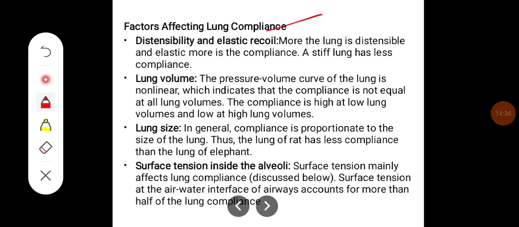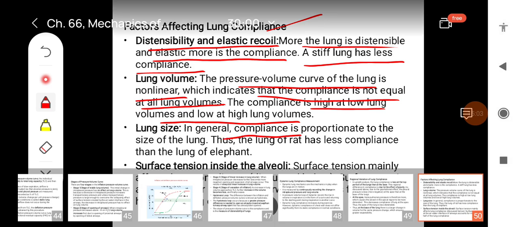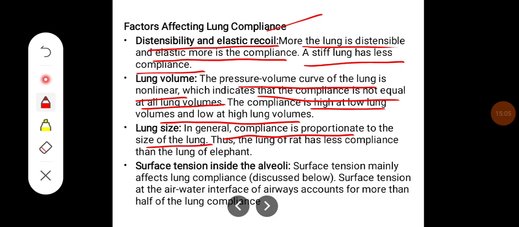Factors that affect the lung compliance: distensibility and elastic recoil. The more the lung is distensible and elastic, the more is the compliance. A stiff lung has less compliance. Lung volume. The pressure volume curve of the lung is non-linear, which indicates that compliance is not equal at all the lung volumes. The compliance is high at low lung volumes and low at high lung volumes. Lung size. In general, compliance is proportionate to the size of the lung. Thus, the lung of a rat has less compliance than that of the lung of an elephant.